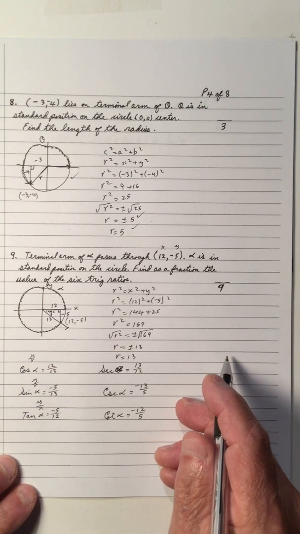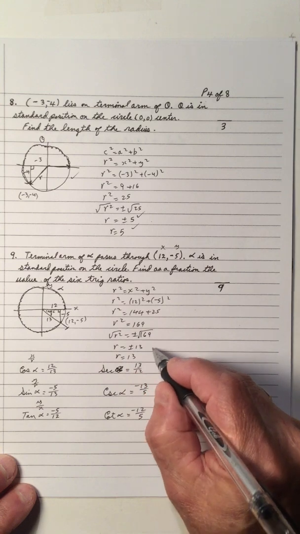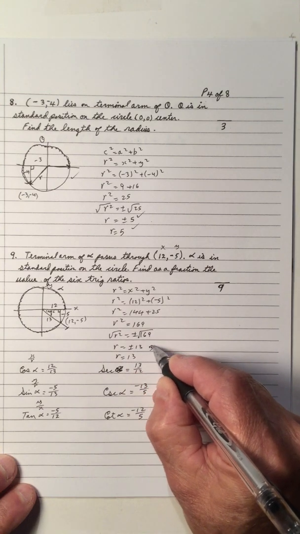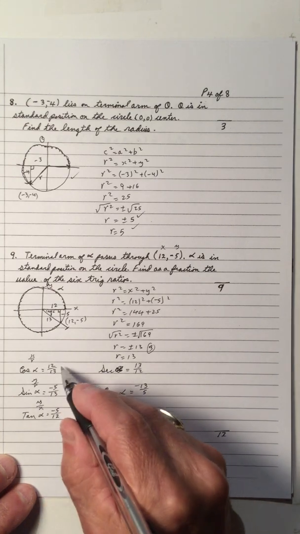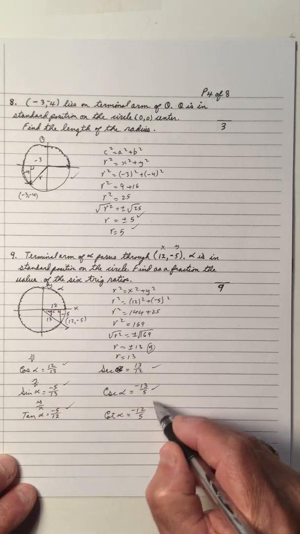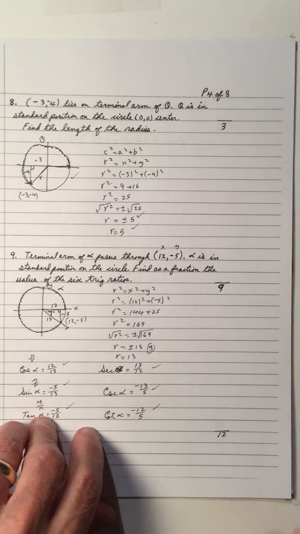So 12 marks altogether. If you picked up the radius, you picked up 3 marks. If you picked up each of these, you picked up 1, 2, 3, 4, 5, 6. So 9 altogether. So a total of 12 for that page. Hopefully everything is going well.